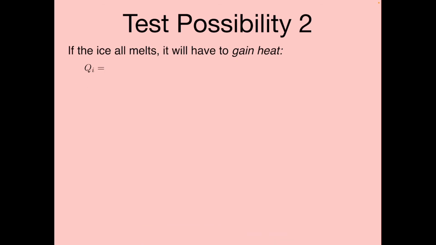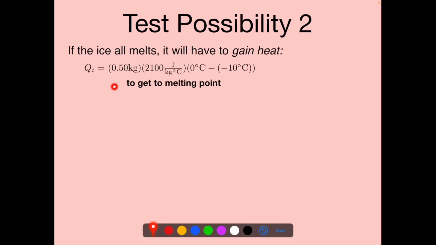So the heat that the ice would have to gain is equal to a couple different things added together. The first term is this. We need to get the ice to the melting point. So the heat that we need to add to the ice to get it from negative 10 degrees Celsius to 0 degrees Celsius is the mass, which is 0.5 kilograms, times the specific heat of solid ice, which is 2100 joules per kilogram per degree Celsius, times 0 degrees Celsius, that's the final temperature, minus negative 10 degrees Celsius, which is the initial temperature. That gets us to the melting point.